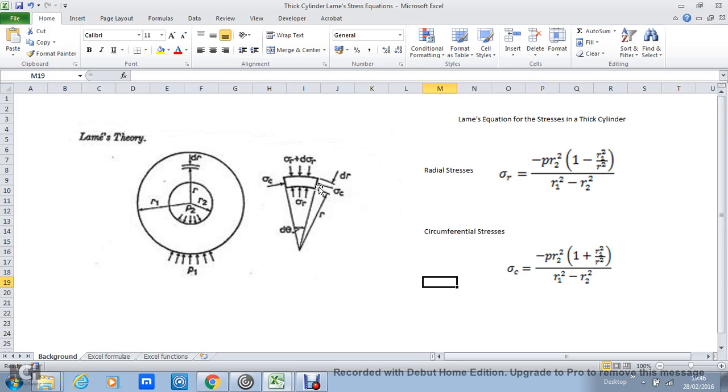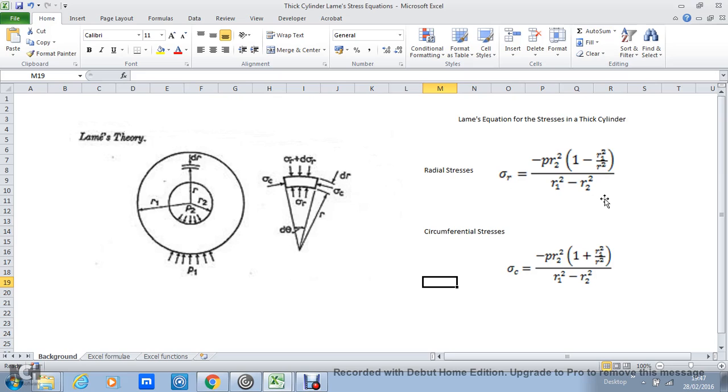And what we have on this little element here is a radial stress which acts along the radial direction, and we have a circumferential stress, which is also known as a hoop stress, which acts in the circumferential direction around the circumference. We see here we have the formula for the radial stress at any value of r, where we can plug in the value of r.